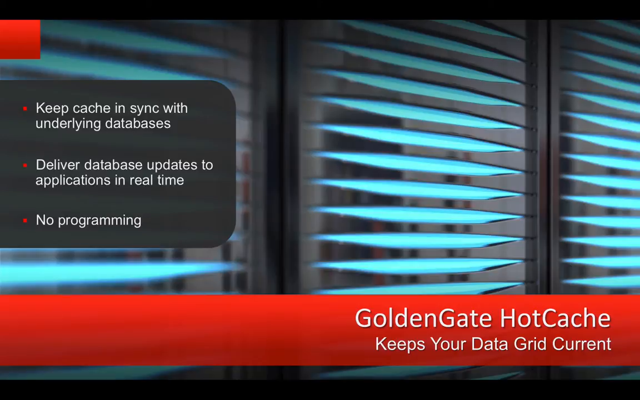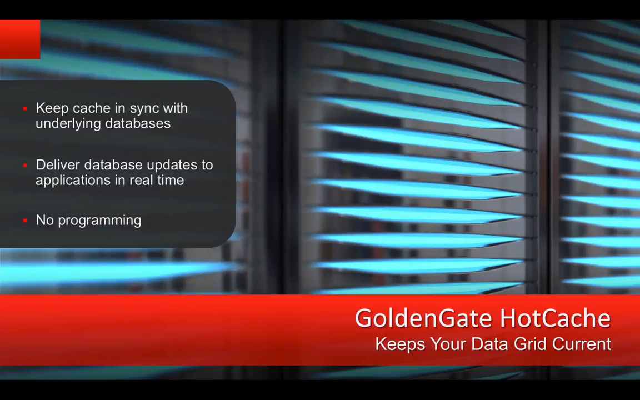And what GoldenGate HotCache is designed to do is to keep your cache in sync with underlying databases. So in a scenario that someone changes the database or some application changes the database, this solves the problem for you of how do you get those changes reflected in real time into your cache tier, into the cache in your Coherence in-memory data grid in real time. And what HotCache allows you to do is deliver those database updates in real time with no programming.